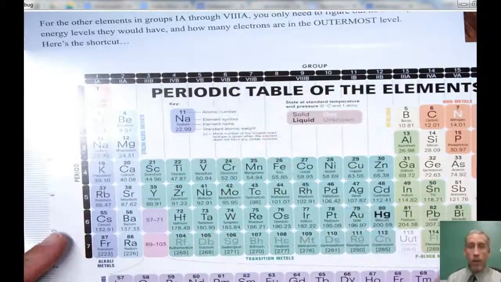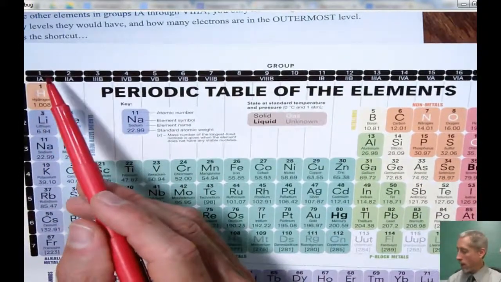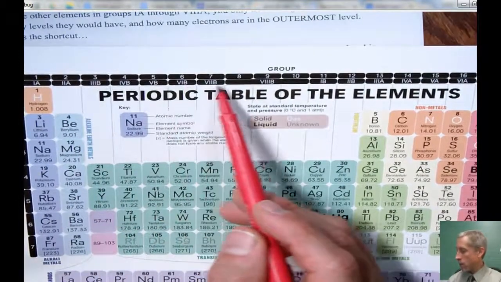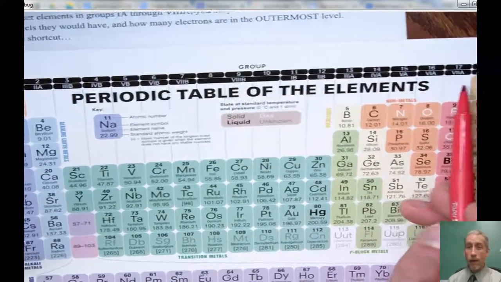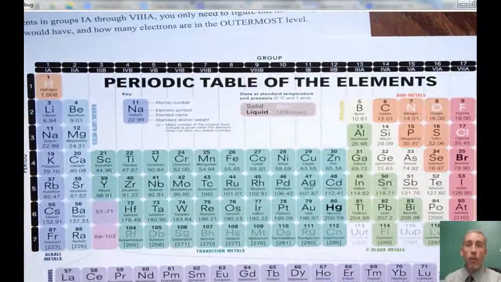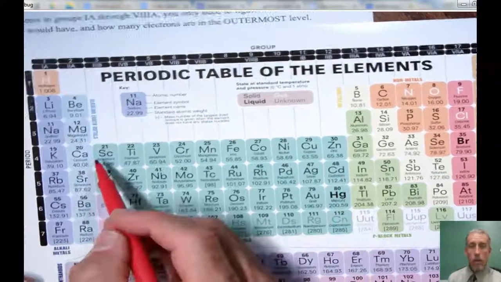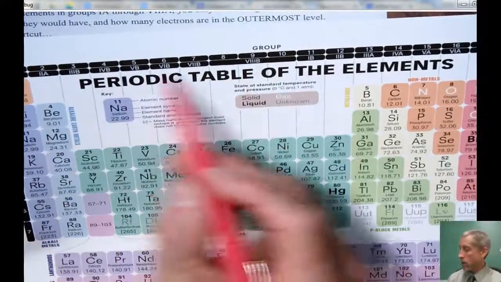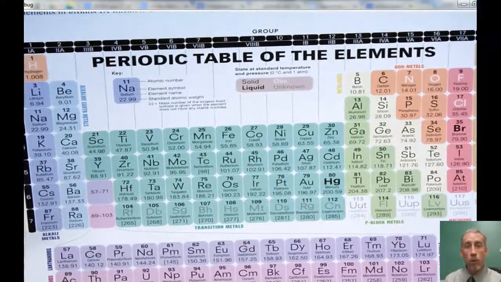columns are numbered 1 through 18, but they're also numbered with Roman numerals, 1A, 2A, and then we get these B elements here, and then 3A, 4A, 5A, 6A, 7A, and 8A. 8A all the way here on the end. So I only expect you to know about the A elements. This big block here we call the transition metals, or sometimes we refer to these as the B groups. They're a little complicated. They don't exactly follow the rules, and so I won't expect you to know those.